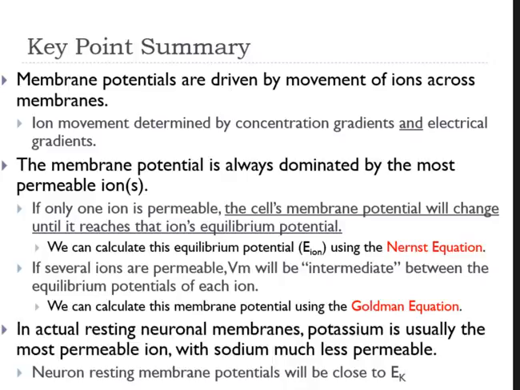And as a final note, in actual resting neuronal membranes, potassium is almost always the most permeable ion. There are a few exceptions to that, like the hair cells of your inner ear, of your cochlea, which are weird, and this is not true there. But it's almost always true that potassium is the most permeable ion, and sodium is much less permeable in a resting state. And therefore, most resting membrane potentials lie really close to the equilibrium potential of potassium. Cool?